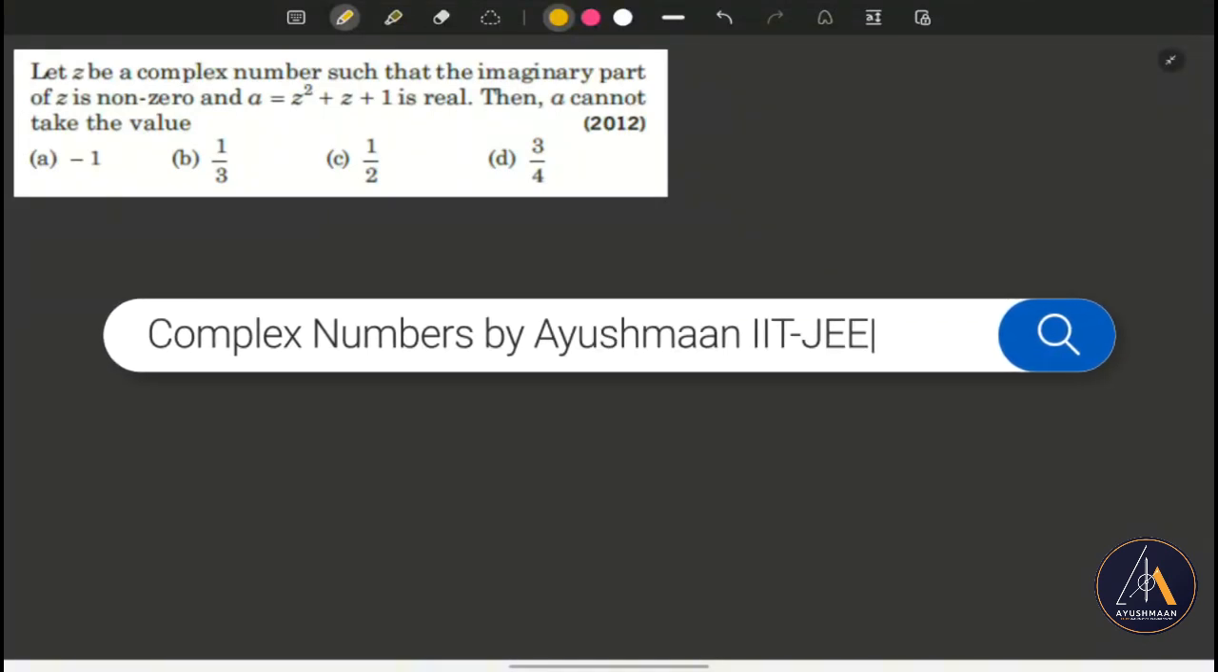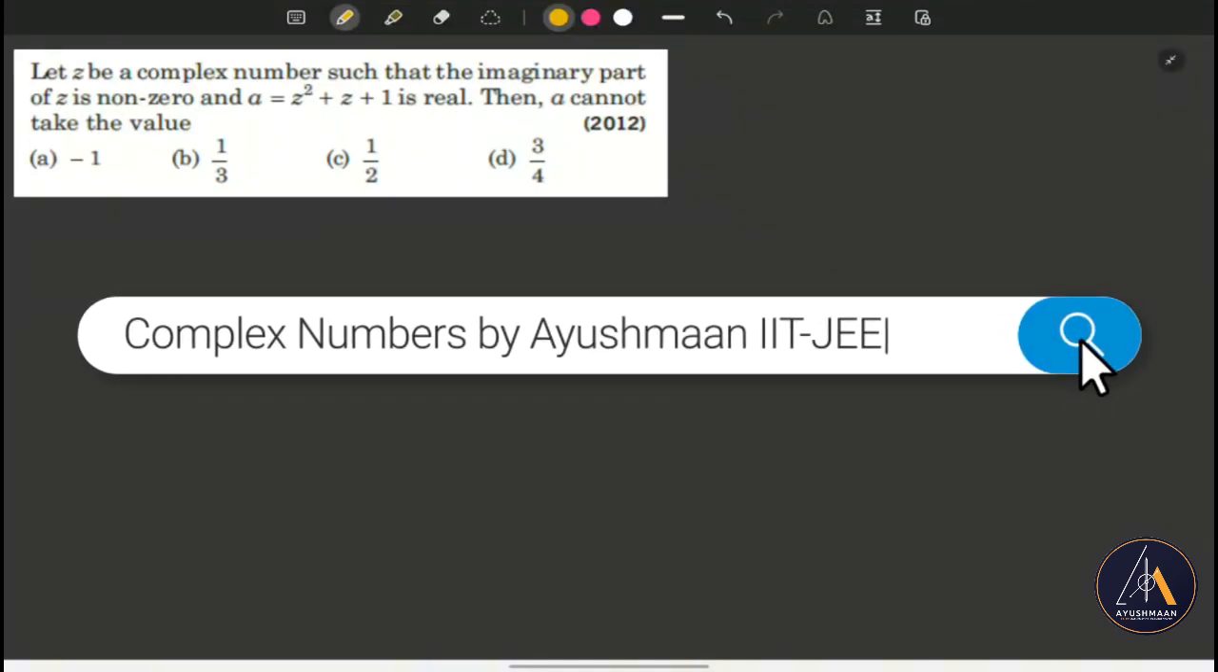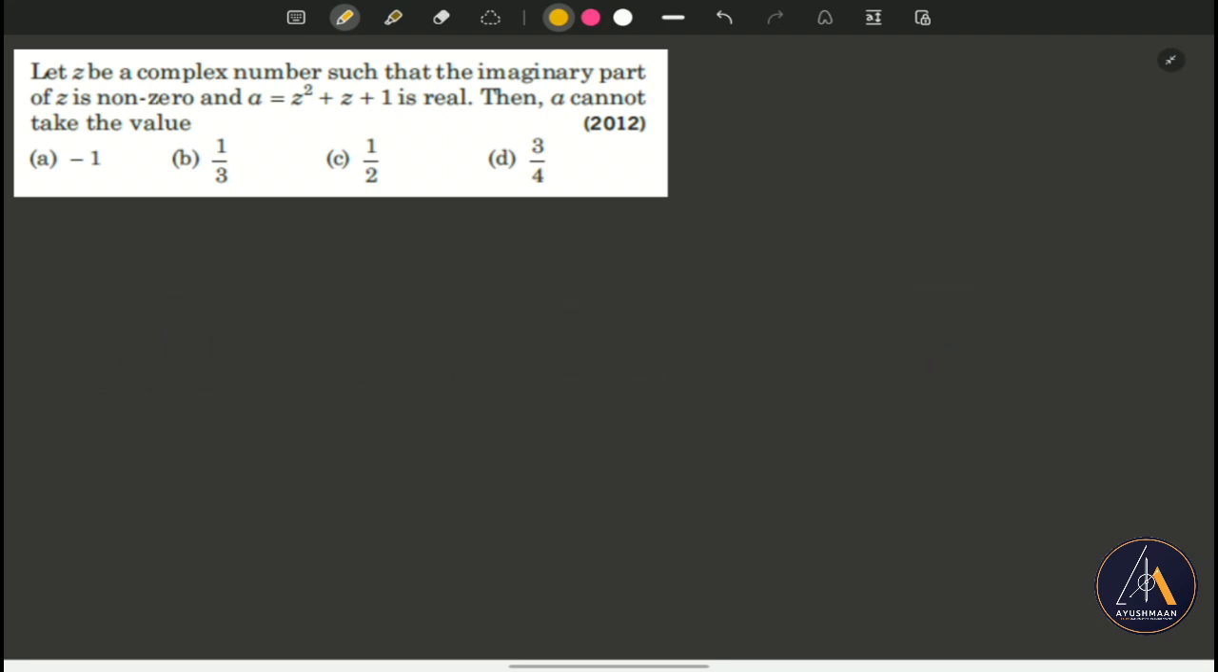इस क्वेश्चन में कह रहा है z be a complex number such that the imaginary part of z is non-zero and a equals z square plus z plus 1 is real. तो जो इक्वेशन दिया हमें a equals to z square plus z plus 1, तो हम क्या करेंगे z square plus z plus 1 minus a equals to 0.